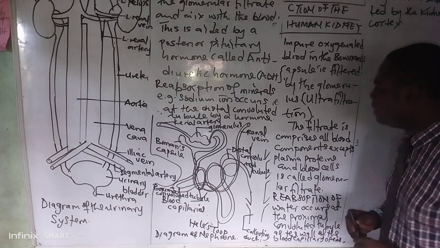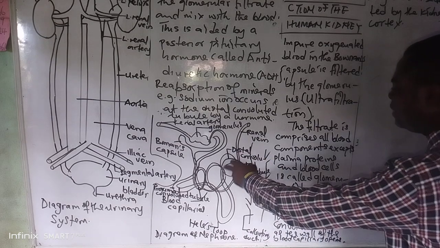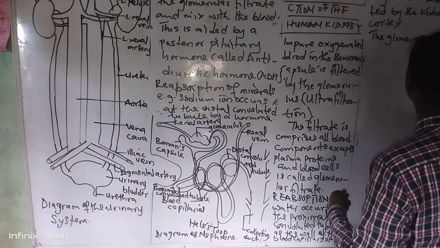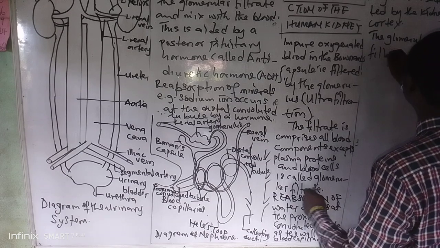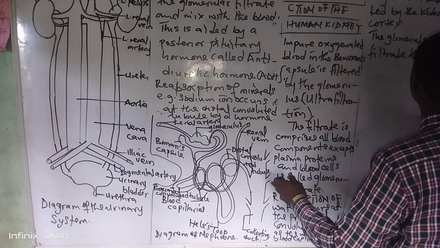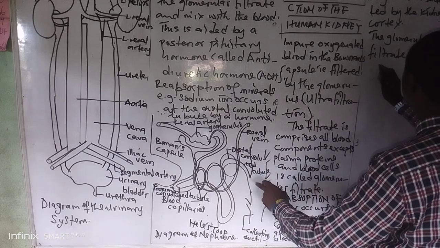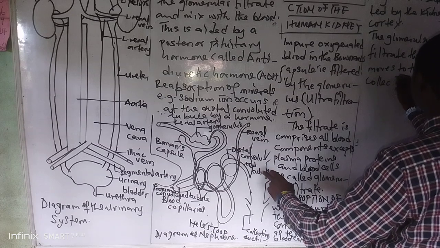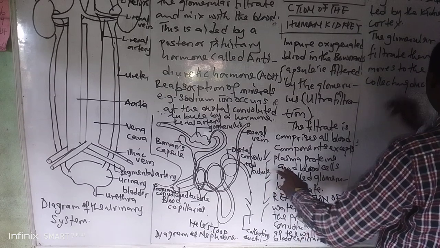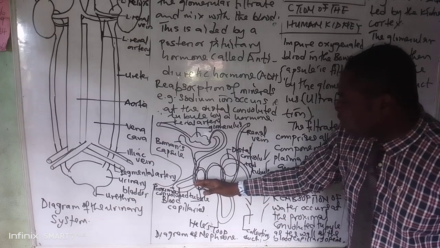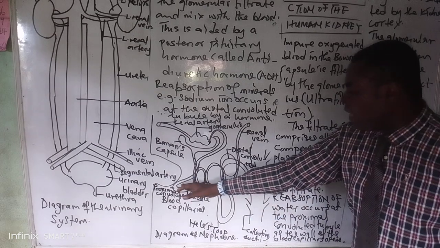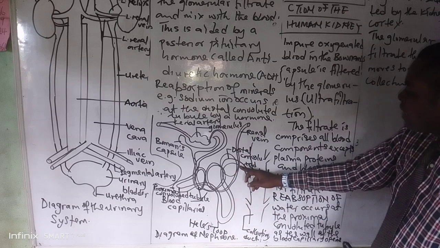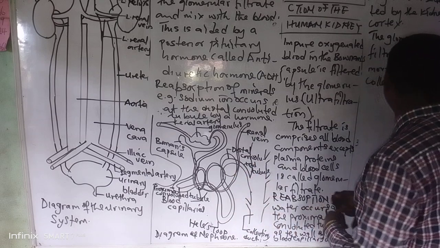So that is that. Then what happens to the impurities? The glomerular filtrate then gets moved to the collecting ducts. When the reabsorption has taken place, when some ions and water have left here and entered here, then the glomerular filtrate will pass through the loop of Henle, go to the distal convoluted tubule, then go to the collecting duct.